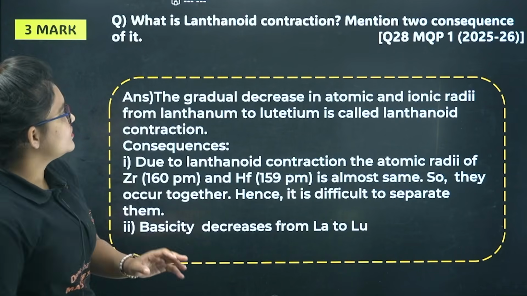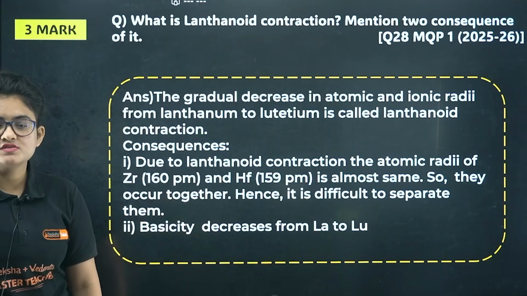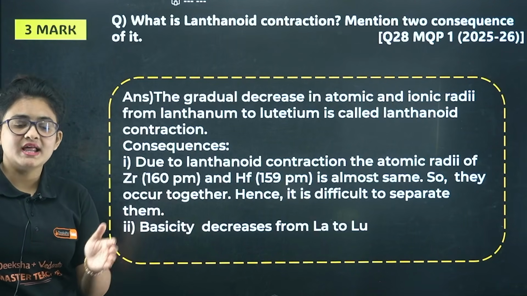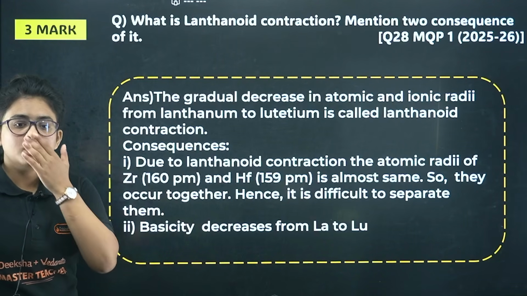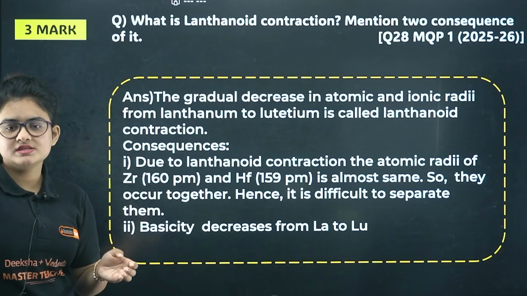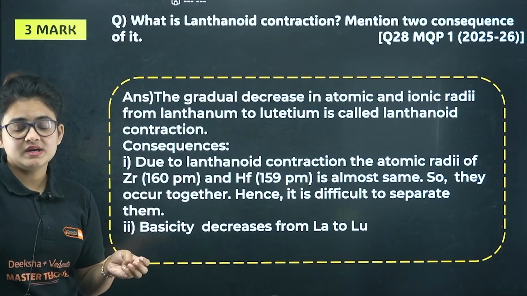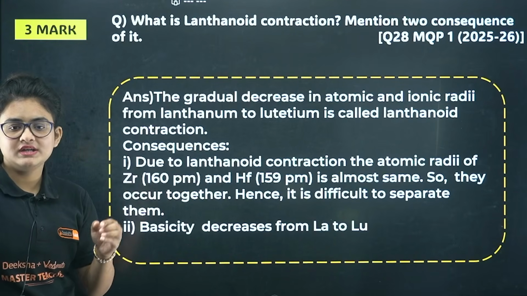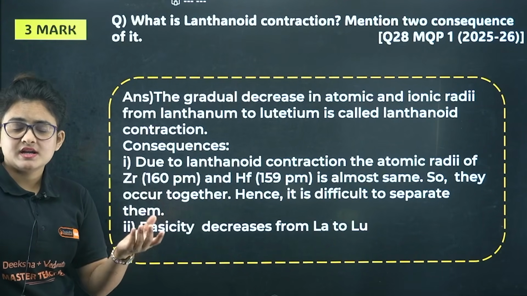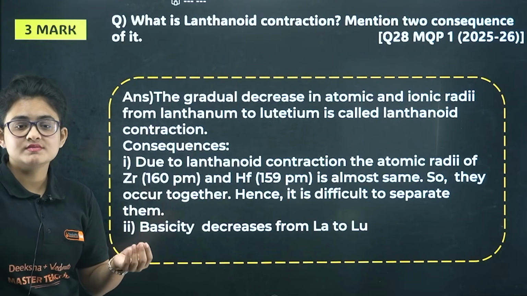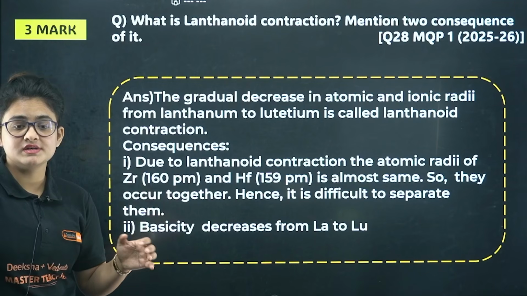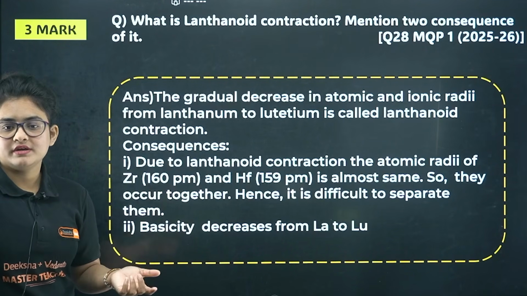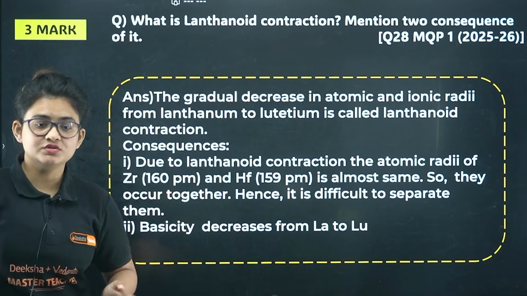What is lanthanoid contraction? Mention two consequences of it. That is basically the gradual decrease in the atomic and ionic radii from lanthanum to lutetium. Right. So what are the consequences? You can include that it becomes very difficult to separate the elements of 3d and 4d, like zirconium and hafnium. From their ore it becomes difficult to separate zirconium and hafnium because of the same chemical and physical properties, right? Another one you can take, the basicity decreases from lanthanum to lutetium.